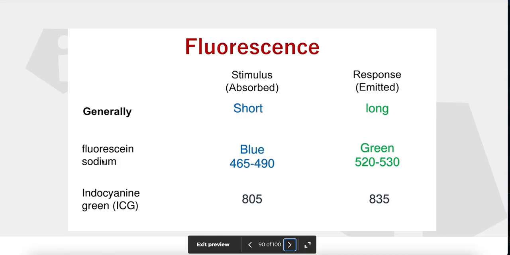What will it absorb and what will it emit, and what will be the spectrum of ICG, and what will it absorb and what will it emit? The sodium fluorescein will absorb the blue light at the range of 465 to 490 nanometer and emit green of wavelength of 520 to 530. On the other hand, the ICG will absorb 805 and emit 835.